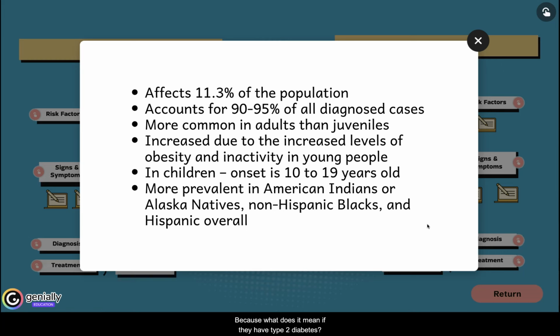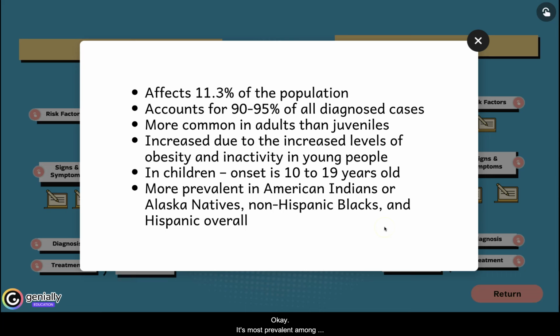Because what does it mean? If they have type 2 diabetes, they have some insulin production. Just because they're young doesn't mean their diabetes is type 1, right? What differentiates type 1 and type 2 is that type 1 is absolute lack of insulin. Type 1 is absolute lack of insulin, and type 2 is when they don't have enough insulin.